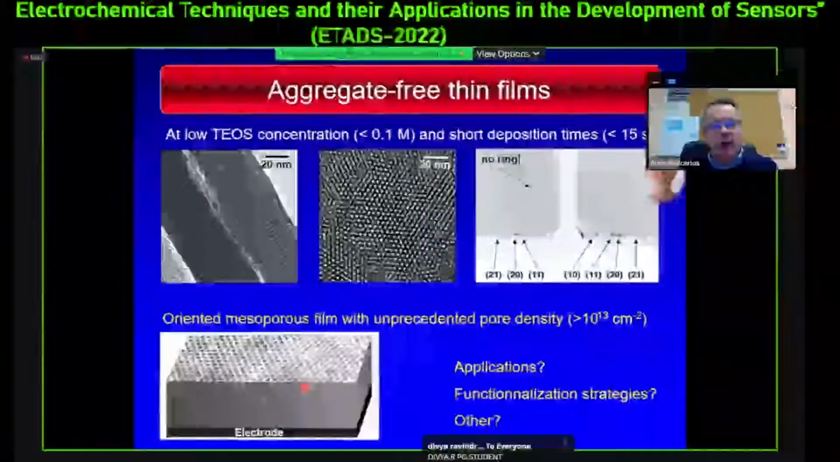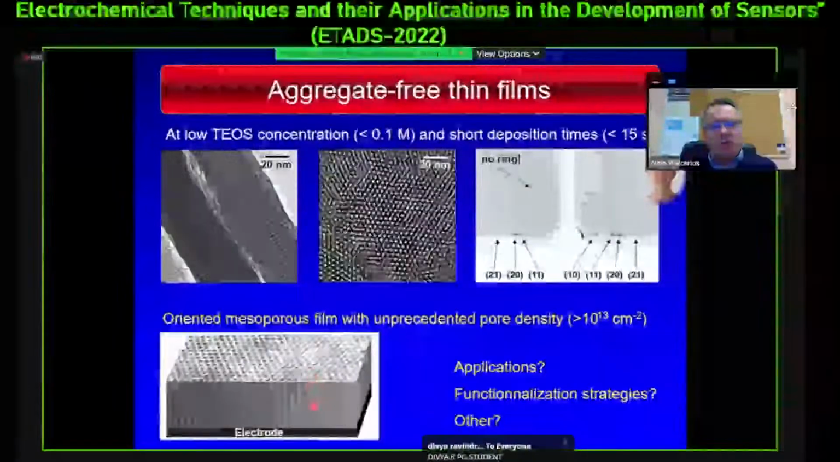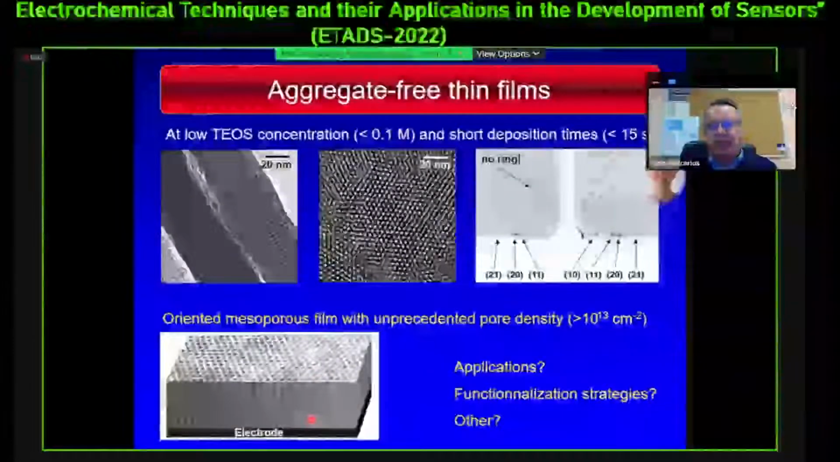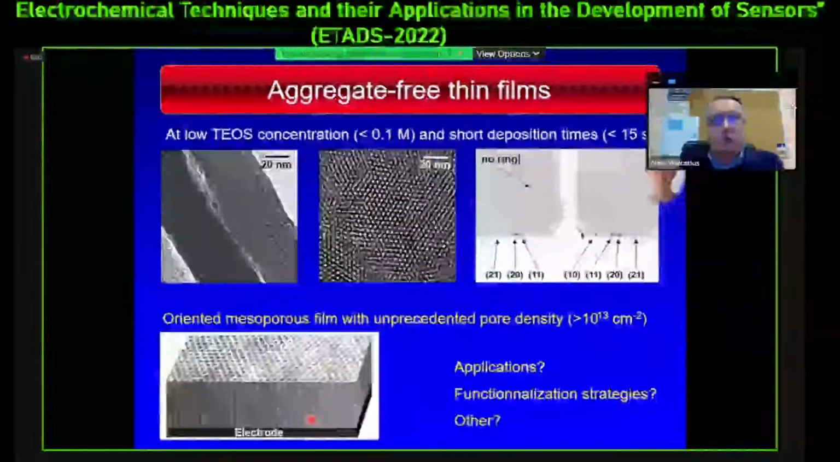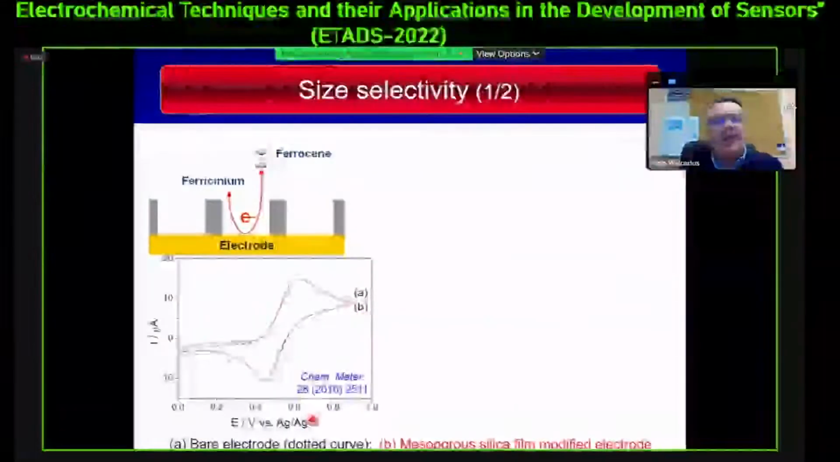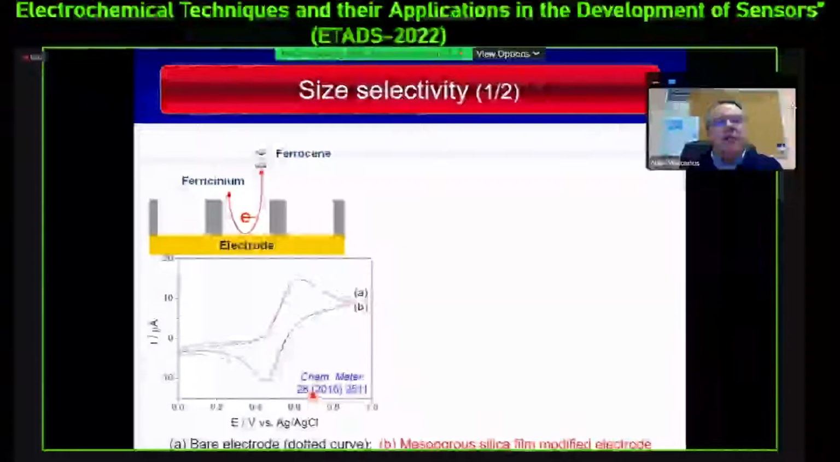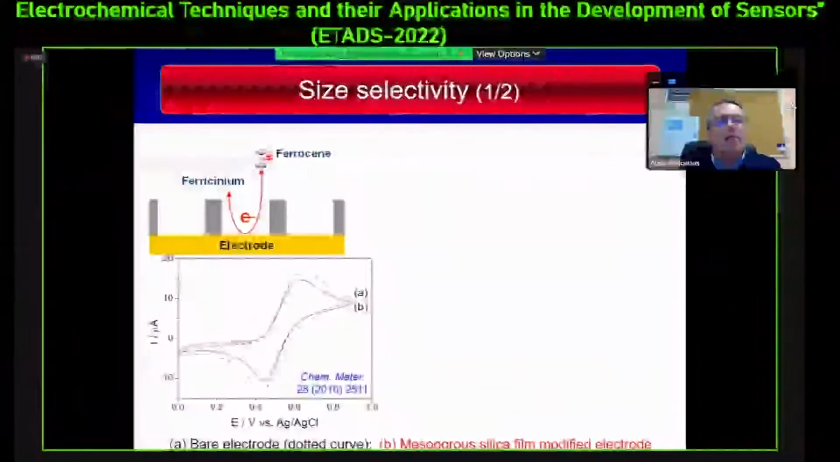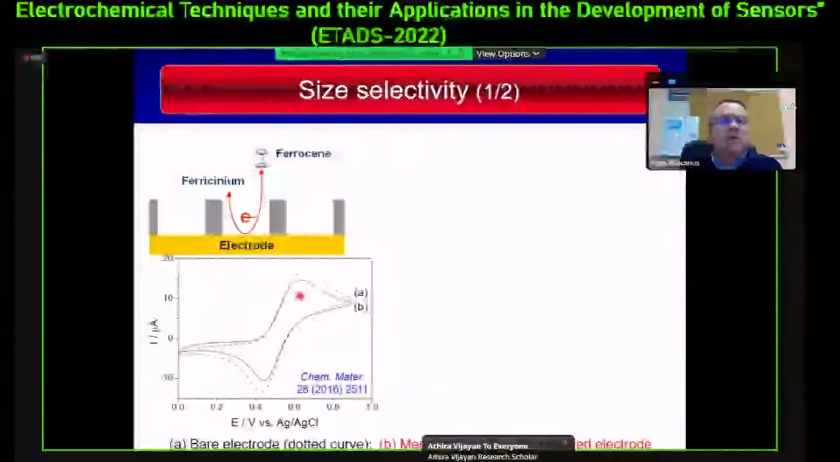So we have now these well-ordered and oriented mesoporous silica films. Are they useful for applications? The first characteristic is the size selectivity. If you use a small redox probe like ferrocene, it is likely to diffuse freely inside the mesopore channels, and we have a response which is of the same order of magnitude as on the bare electrode.